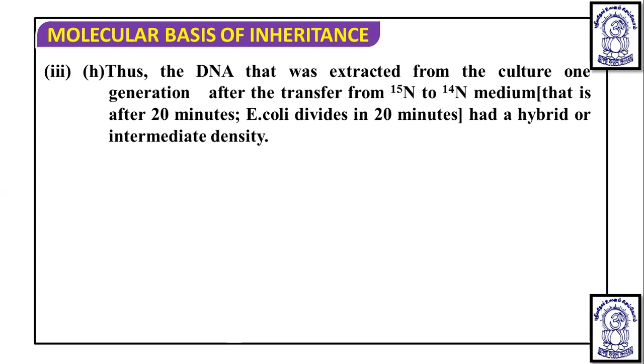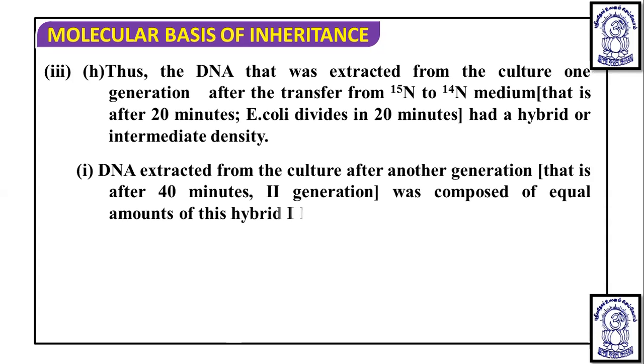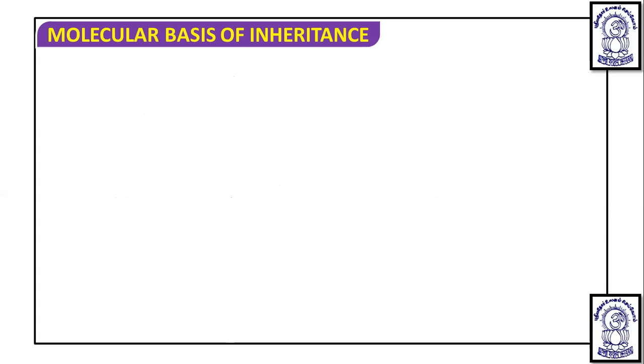one generation is obtained in 20 minutes in E. coli, because this E. coli divides in 20 minutes, had a hybrid or intermediate density. DNA extracted from the culture after another generation, that is after 40 minutes, the second generation, was composed of an equal amount of hybrid DNA and light DNA. So by this, it was concluded that the parent strand is conserved and one strand is newly synthesized. The increase in the amount of light DNA and decrease in the amount of hybrid DNA is possible due to the semi-conservative mode of replication.